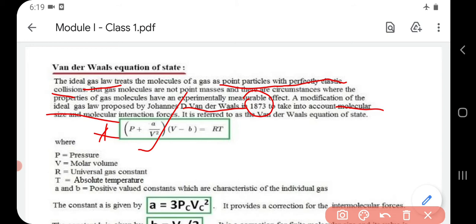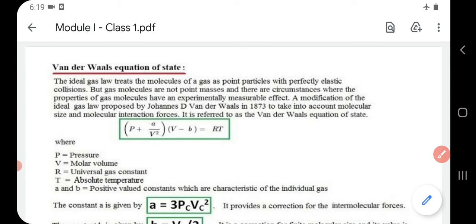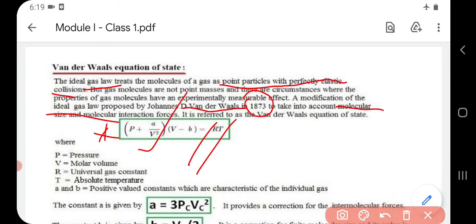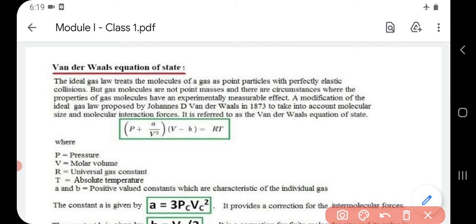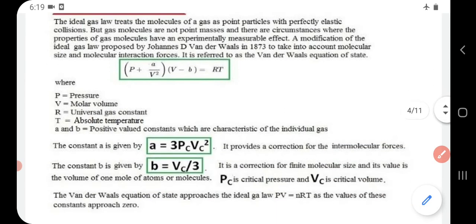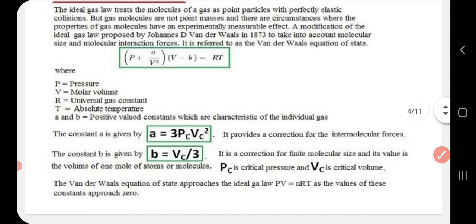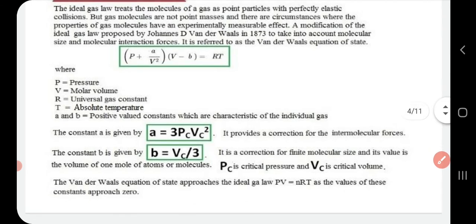Incorporating these two ideas, molecular size and molecular interaction forces, into the ideal gas equation, he modified PV equals nRT to this particular form: (P + a/V²)(V − b) = RT. These variables have their usual meaning: P is the pressure, V is the volume, R is the universal gas constant, T is the absolute temperature. Here you can notice two constants, a and b. a and b are positive valued constants which are characteristic of the individual gas.